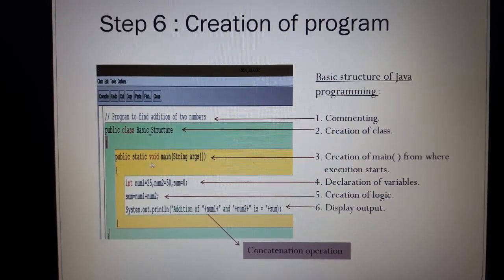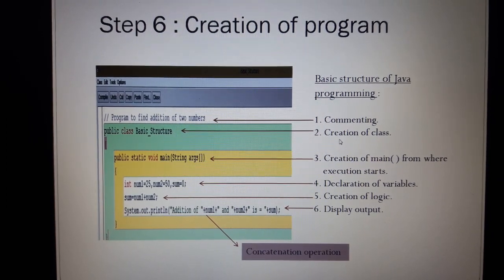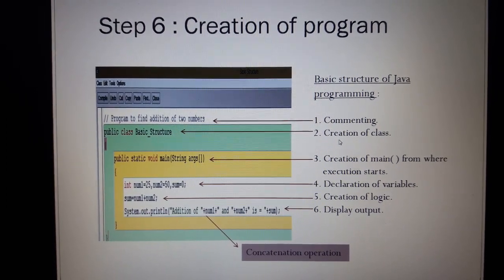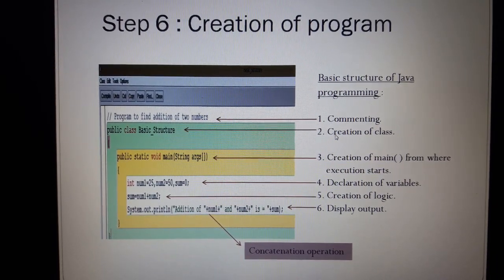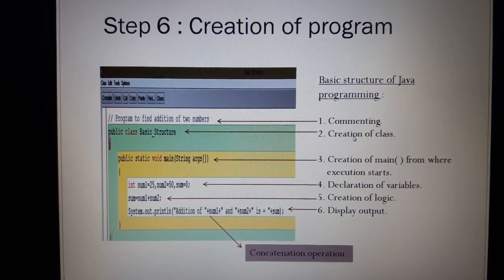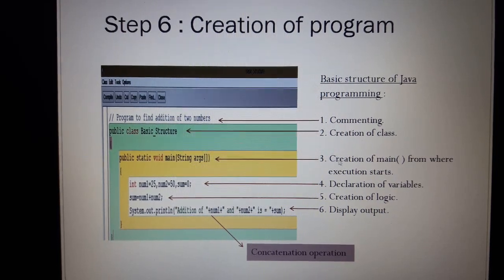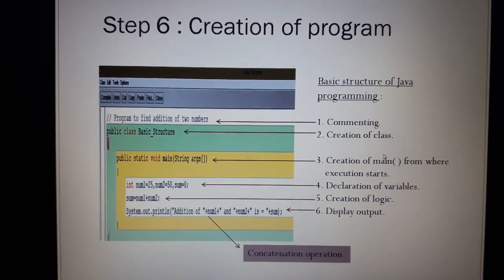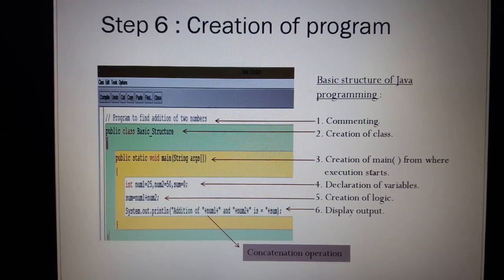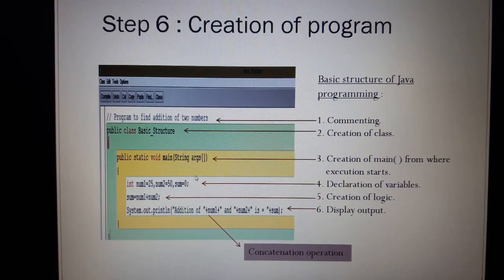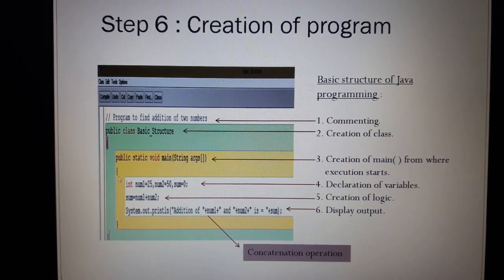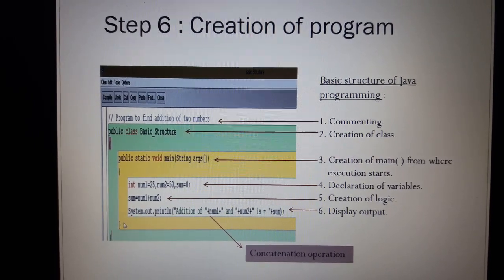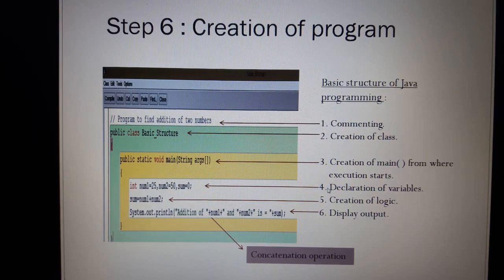First of all, we are discussing the basic structure of Java programming, meaning how we are supposed to write the program. So the second one is creation of a class. We have created one class. Third point, creation of a main function from where execution starts. We have created one function. Curly braces show us we are opening and closing the function, and then we have a logic part.